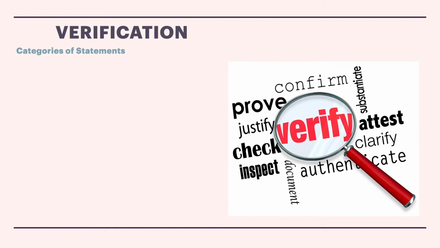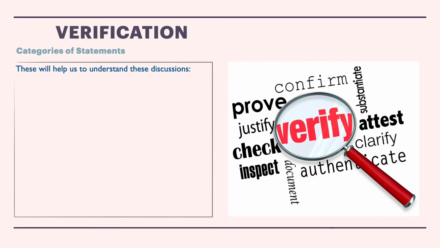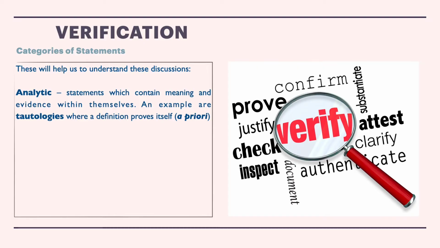So let's consider verification. In order to look at this, we should consider some categories of statements that get used, and it will help us with these discussions. We will already be familiar with these anyway. Analytic are statements which contain meaning and evidence within themselves. We can have examples of this in tautologies where a definition proves itself, and that would be also a priori knowledge.